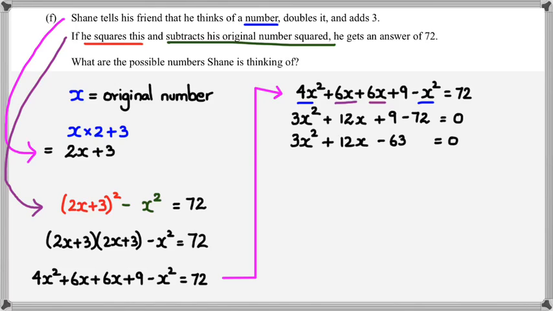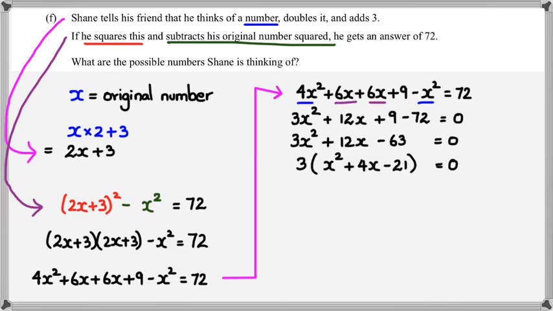Now, normally with a quadratic where the a value is greater than 1, you'd want to do that algorithm that we all teach you. But in this case, you're lucky, because look at those numbers. You've got 3, you've got 12, and you've got 63. Straight away, you should see that these are all factors of 3, which means you can take 3 out as a common factor and rewrite this as 3x squared plus 4x minus 21 equals 0.